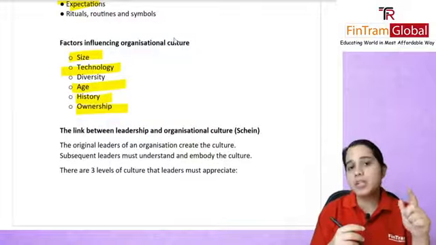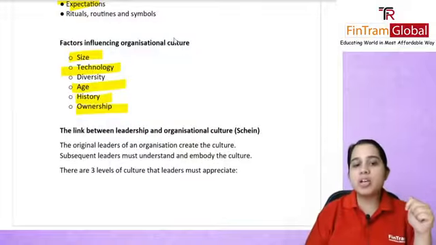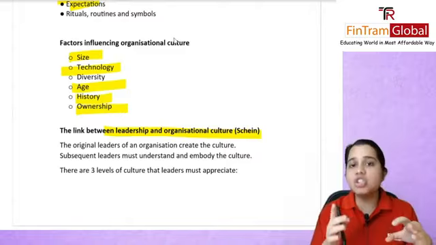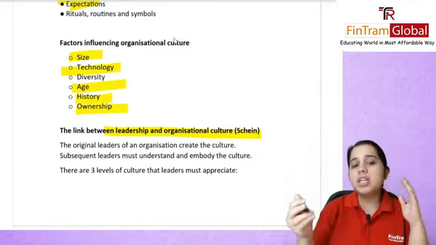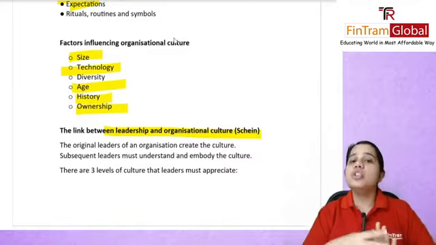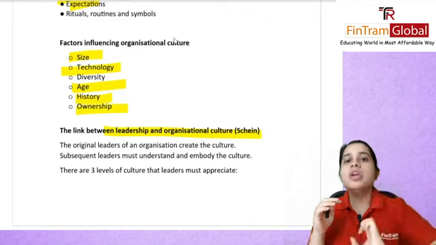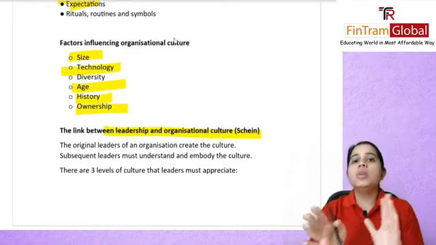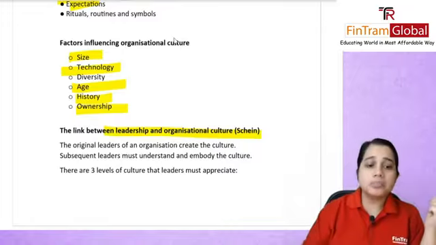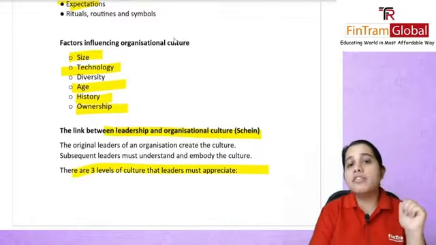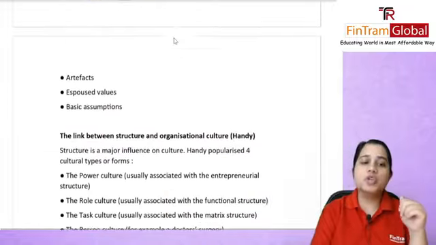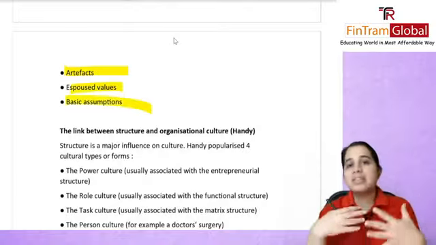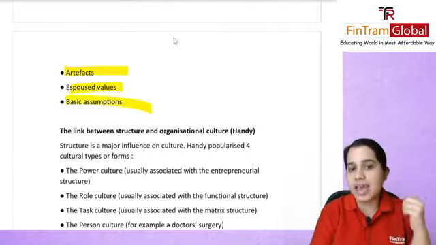Now the link between your leadership and organization culture was something which was given by Schein, wherein he said that the original leaders of an organization are going to be forming the culture. And future leaders will be appointed only if they agree to that culture. So there were 3 levels of this culture that leaders must appreciate. You have your artifacts, these can be seen, your espoused values and your basic assumptions. These cannot be really seen as such.